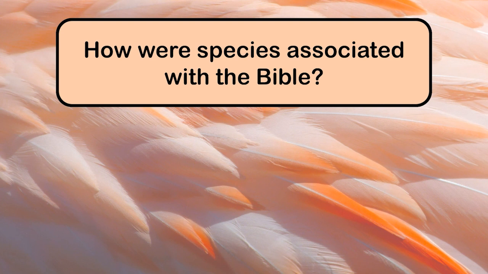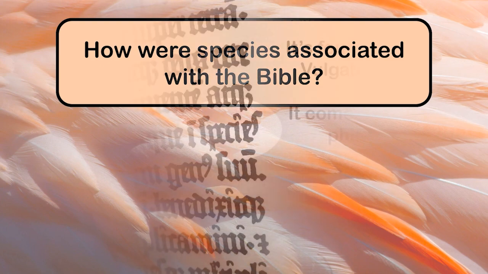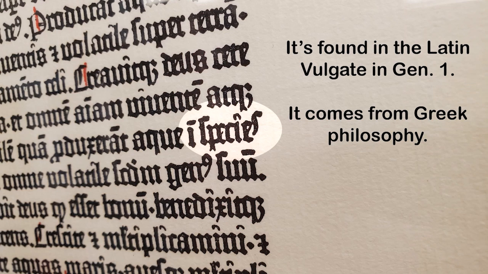Well, the answer goes back to a particular Bible, and that is the Latin Vulgate. So when the Latin Vulgate was translated, this was very early on, they came to that Hebrew word min in Genesis 1, which is translated "kind" in our English versions. And when it's talking about the creation of animals, they use the word species. I've circled it right there on the front page of the Gutenberg Bible. Species. And so this word actually comes from Greek philosophy. And so using this word brought in all this baggage from Greek philosophy.